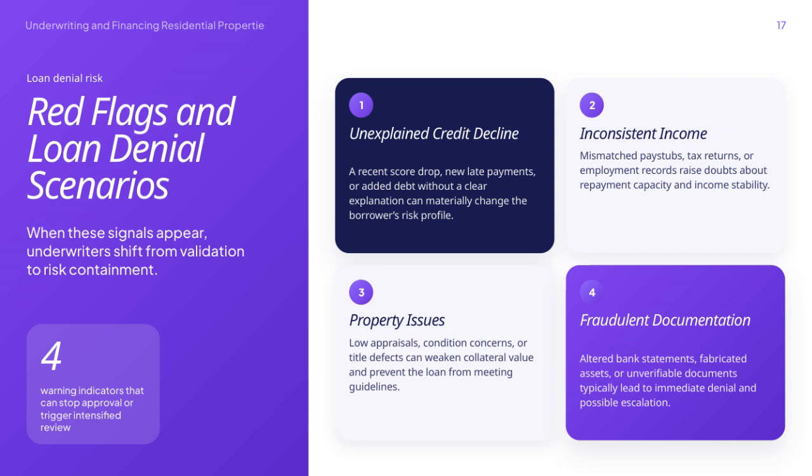Next is inconsistent income. When pay stubs, tax returns, or employment records don't line up, it casts doubt on the borrower's income stability, making it harder to trust they can meet loan payments consistently. The third key area is property issues. Problems like low appraisals, concerns about the property's condition, or defects in the title can diminish the value of collateral and may cause a loan to fail program guidelines.